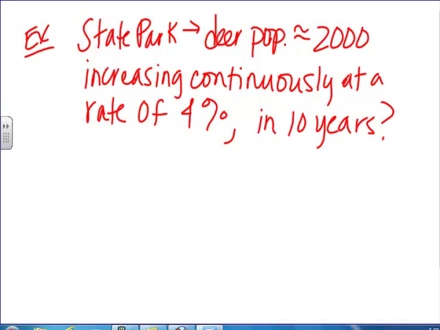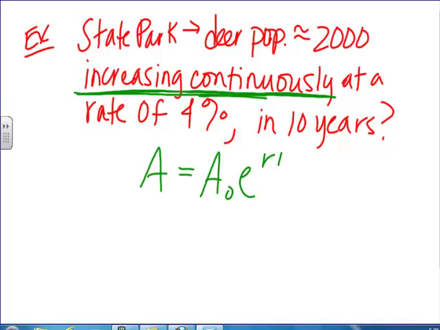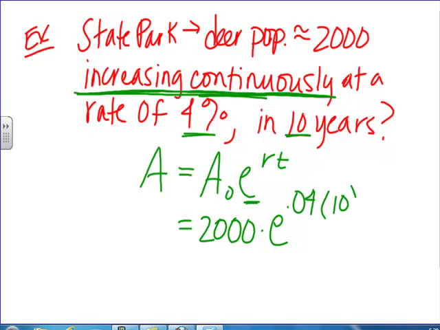So the thing that you're going to need to do is train yourself to be on the lookout for this continuous increasing. When I see that word continuous, this equation comes into play, where I use this famous e. So A is equal to A naught times e to the rt. In this case, there's 2,000 deer to begin with. I'm going to multiply that times e to the, I need to put that percent into decimal form, and t in this case is 10.